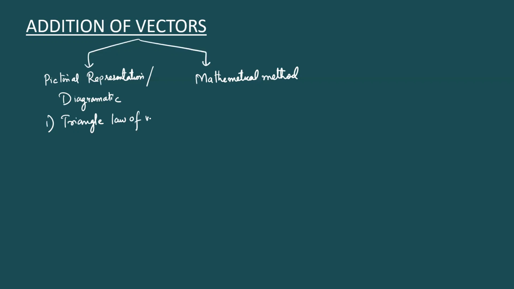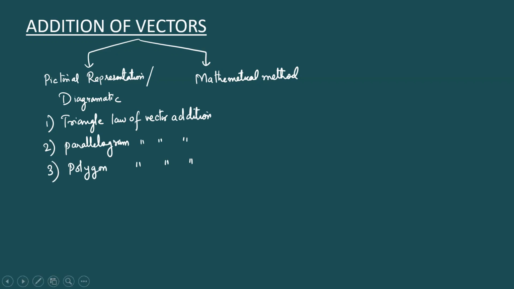triangle law of vector addition. Then we have the parallelogram law of vector addition. And then the last is the polygon law of vector addition. And it can be proved that all the three are interrelated. All these three are equivalent. We can prove that the parallelogram law is actually the triangle law of vector addition, and the polygon law of vector addition is also the same as the triangle law of vector addition. So we can prove that all the three are equivalent. And then there is the mathematical method. Let us take up each one by one.